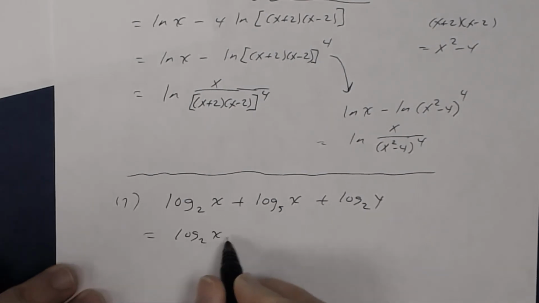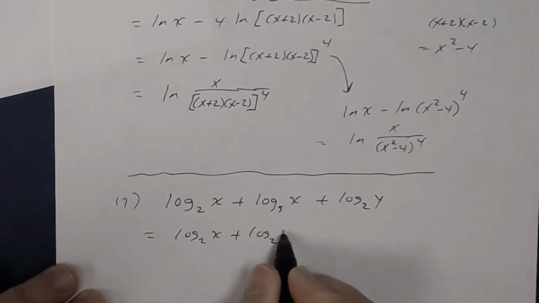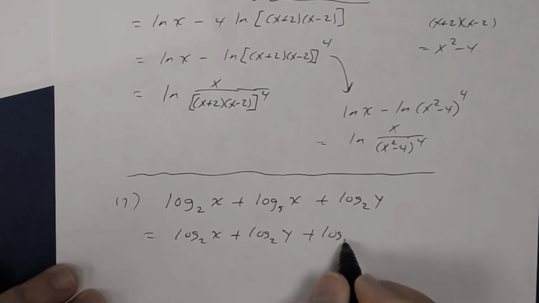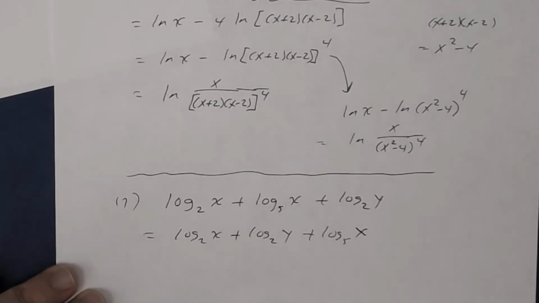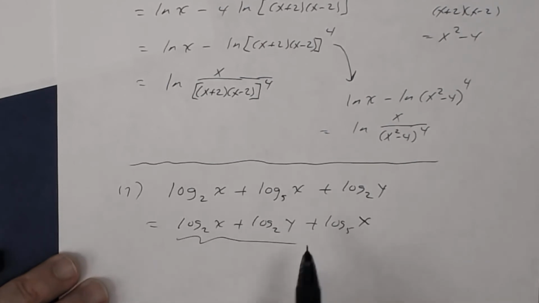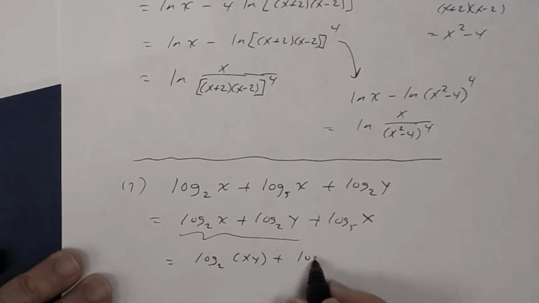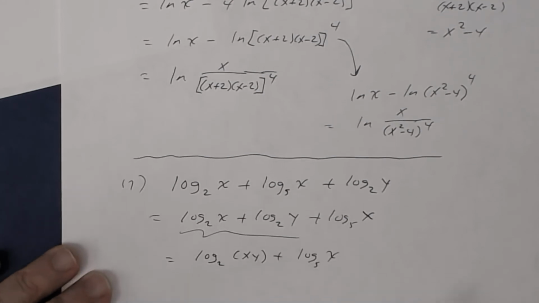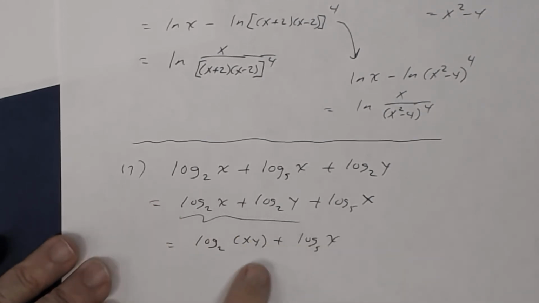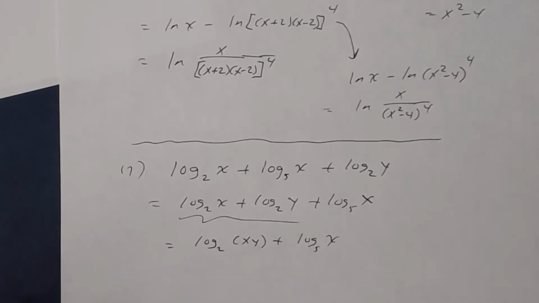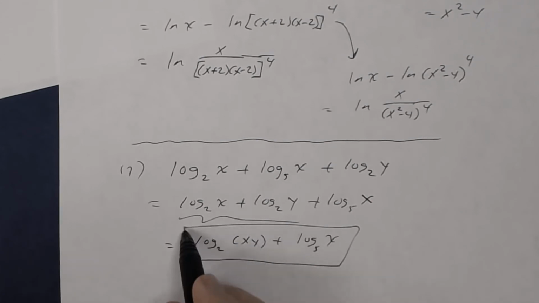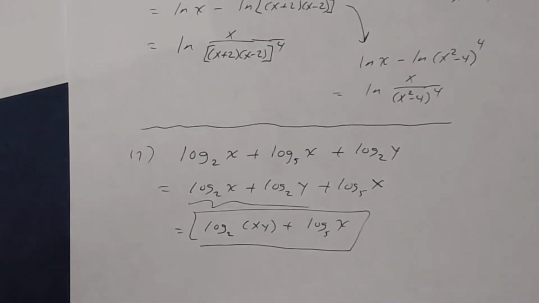So I'm going to rewrite this to make it look like this: log base 2 of x plus the log base 2 of y plus the log base 5 of x. And now I condense these two, so it becomes the product. So it'll be the log base 2 of xy plus the log base 5 of x. And that's all you can do. There's no way you can write number 17 as one logarithm. You can't do it because the bases are different. All right, so that was number 17.